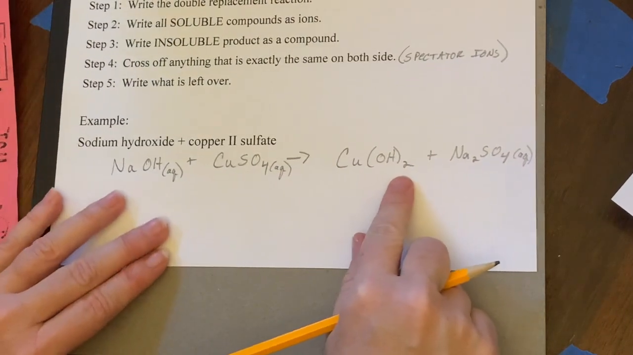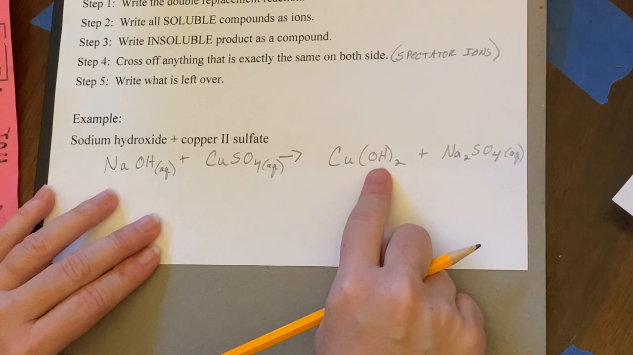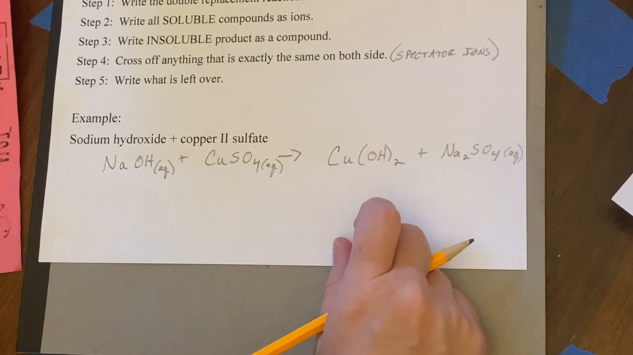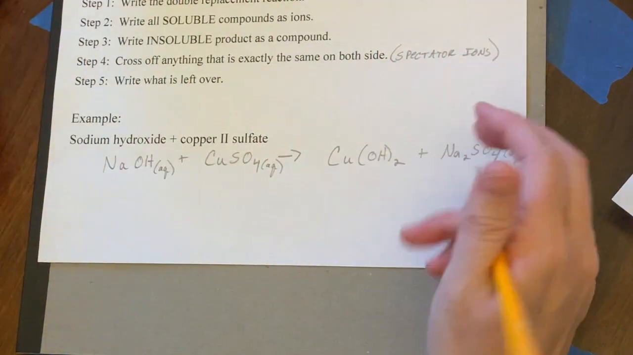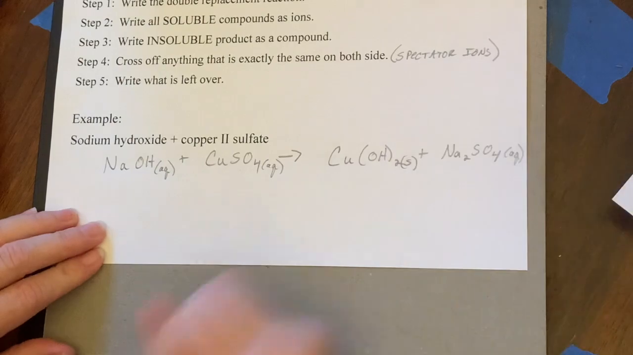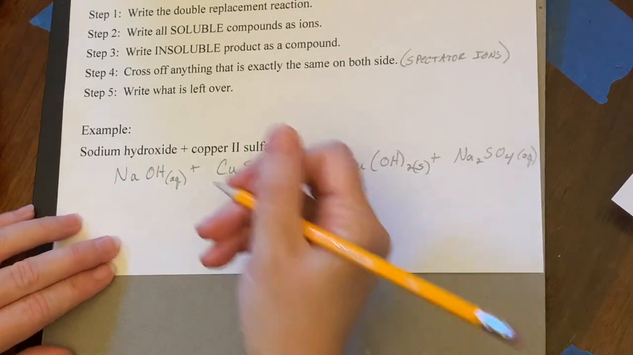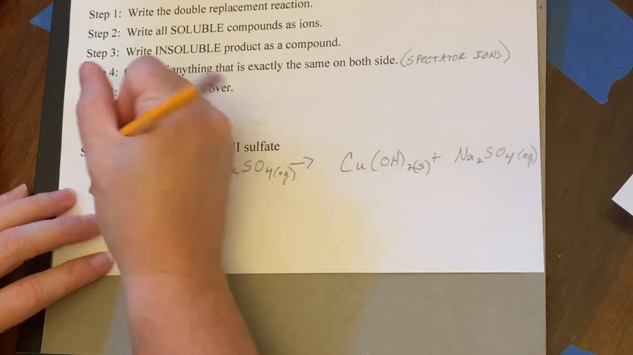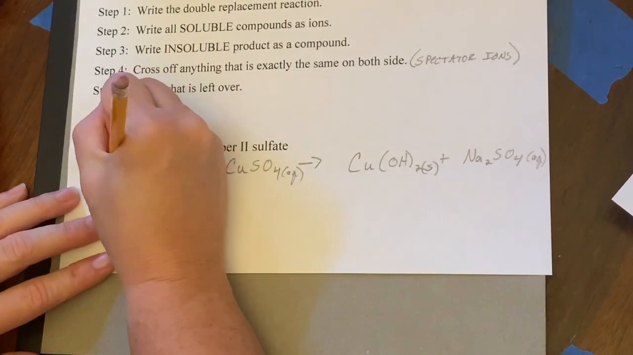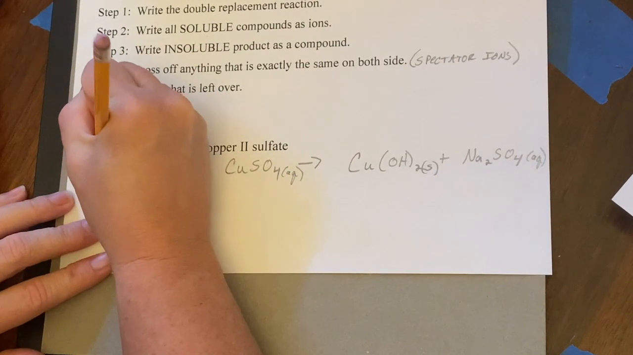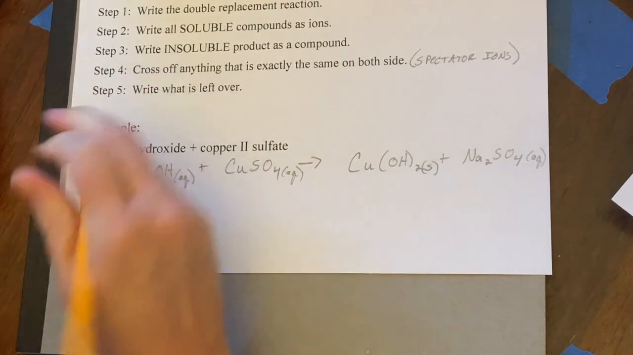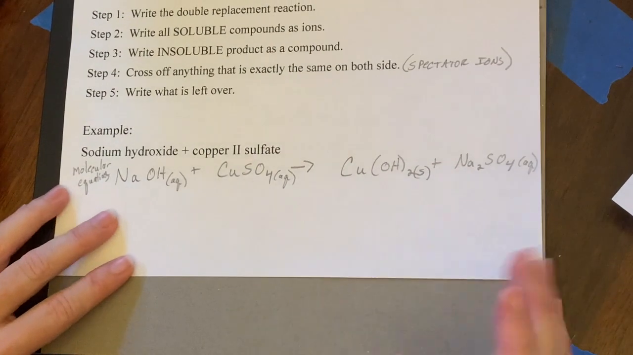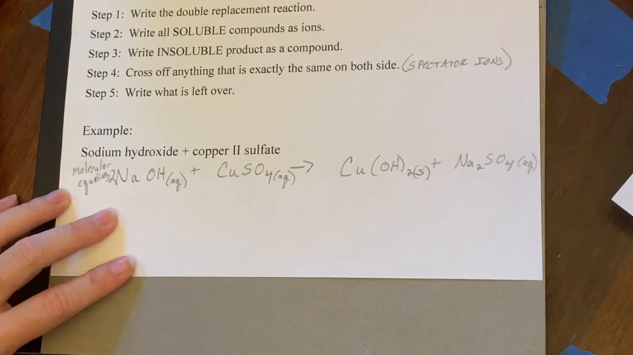Copper 2 hydroxide is your precipitate. Hydroxides are insoluble unless they're with alkali metals or ammonium, and that's rule number 5. So this is your solid, your precipitate. This is what is known as your overall equation or your molecular equation, and this is how the practice sheet calls it. So this is just a regular equation. We do need to balance it, 2 in front of the sodium, and then I think we're good to go.